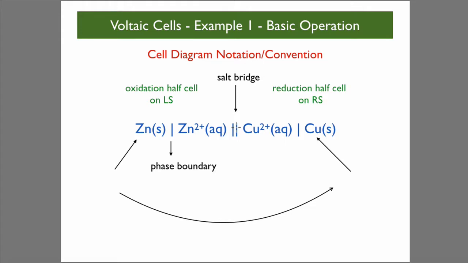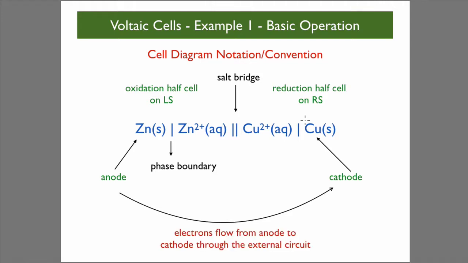You put one line here as the phase boundary for the oxidation half cell, and the anode goes on the very left hand side of the whole thing. Obviously the cathode goes on the very right hand side of the whole thing, and you can see we've got another phase boundary there. And electrons would flow from this one over here through an external circuit.